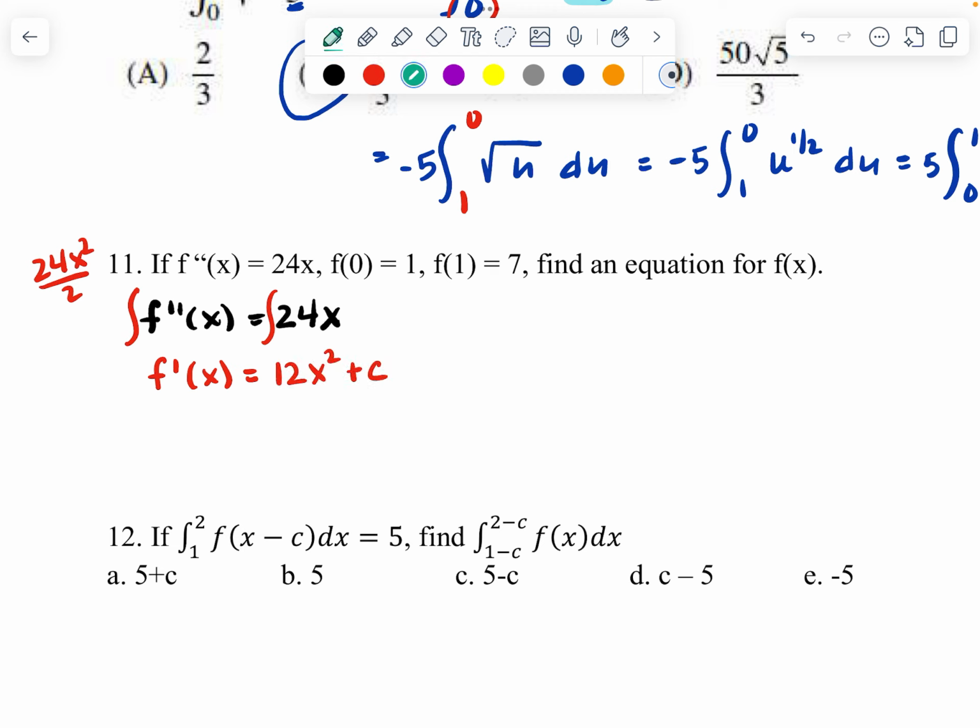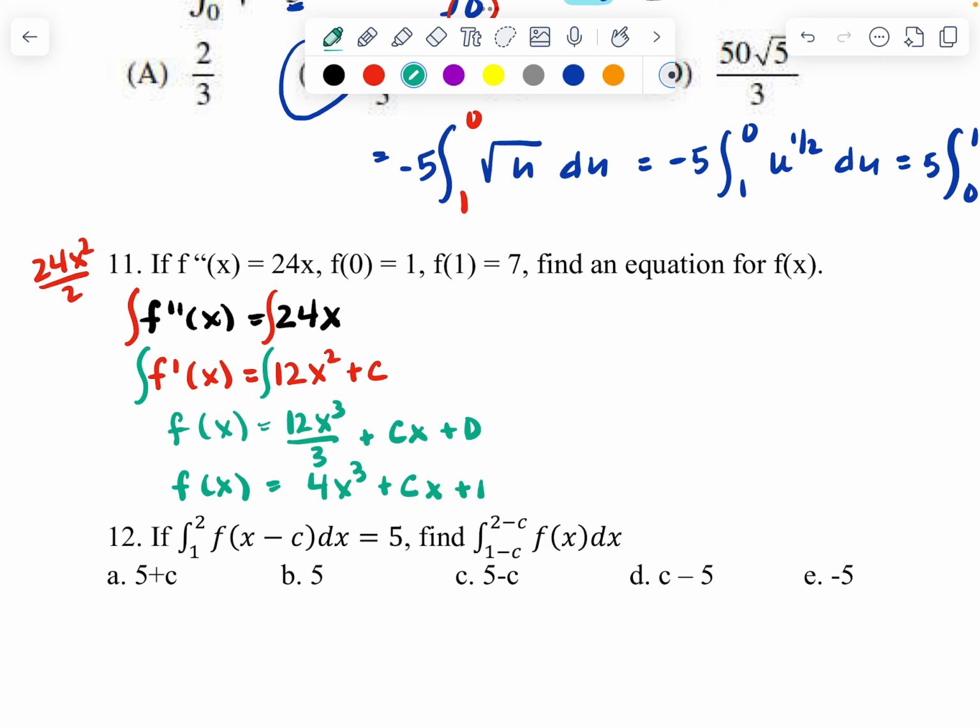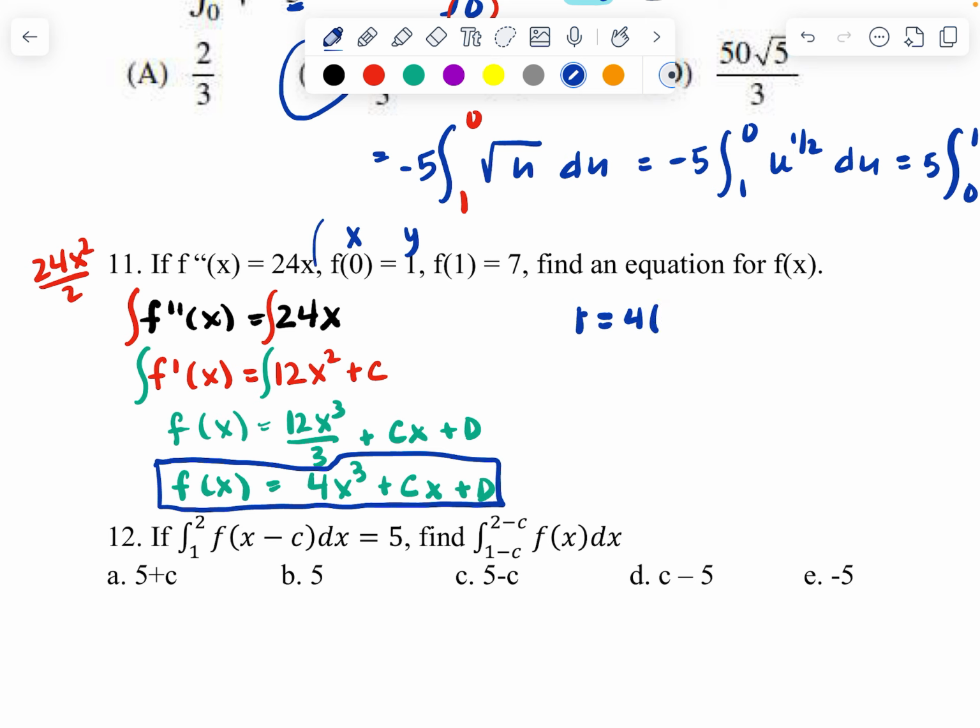Okay, then I'm going to integrate again. So now I'm going to get f of x equals, this is going to be 12x cubed over 3 plus cx plus d. And if I simplify that, I'm going to get 4x cubed plus cx plus d. Okay, now let's go ahead and plug these values in again. So I'm going to plug in x equals 0, y equals 1 into this equation. Remember, f of x and y are just the same thing. So y equals 1 equals 4 times the x values are 0. Remember, I'm plugging in zeros.